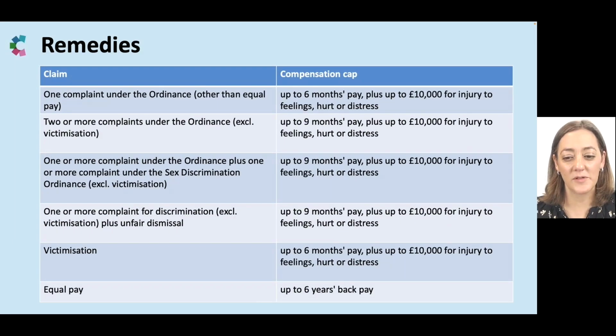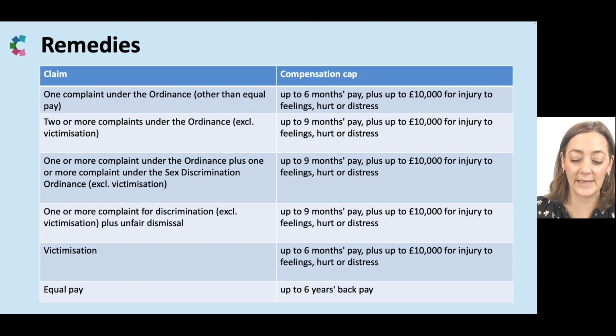And finally, moving on to equal pay. As you can see from the slide, this is up to 6 years back pay, but it's important to note that this will only come into effect from when the ordinance comes into force. So equal pay awards can only go back to the time when the ordinance came into effect. So you would look back up to 6 years from when the claim was lodged.